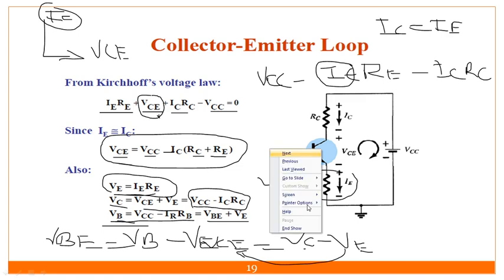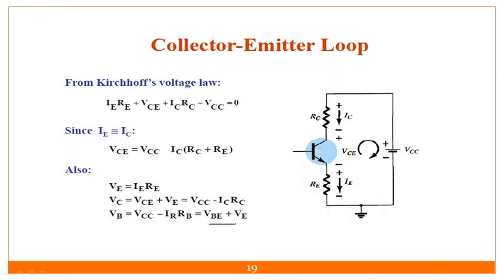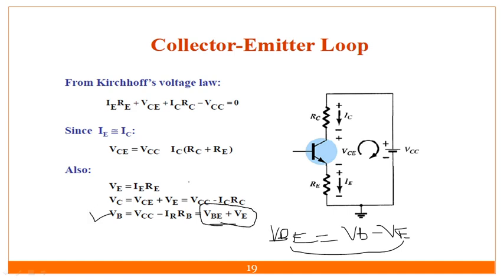How? Just a minute, I will rub this and I will tell you how we are getting VBE is equal to VB minus VE. If I am calculating the value of VB from this, this will shift to this side, so VB plus VE you are getting. So this is the thing.